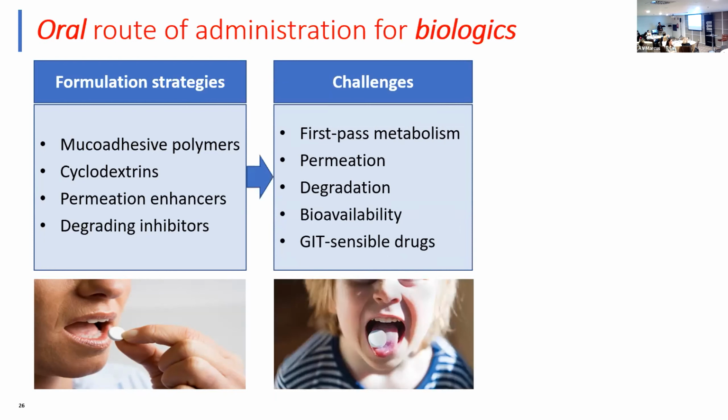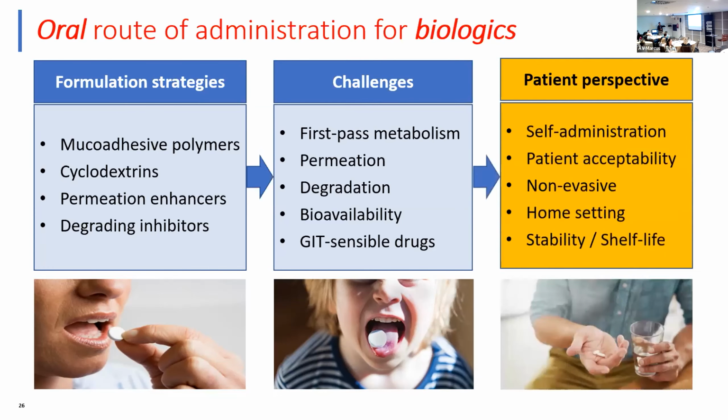So what are the challenges here? First pass metabolism, of course, we cannot avoid it. Permeation due to the high size of the molecules to pass through the intestinal epithelia. Degradation due to the pH, acidity of the GI tract. So bioavailability here is definitely an issue. You really need to stabilize the drug in a way that it can be delivered. So for GI sensible drugs, this is really a challenge. But from a patient perspective, this really would be the best option.